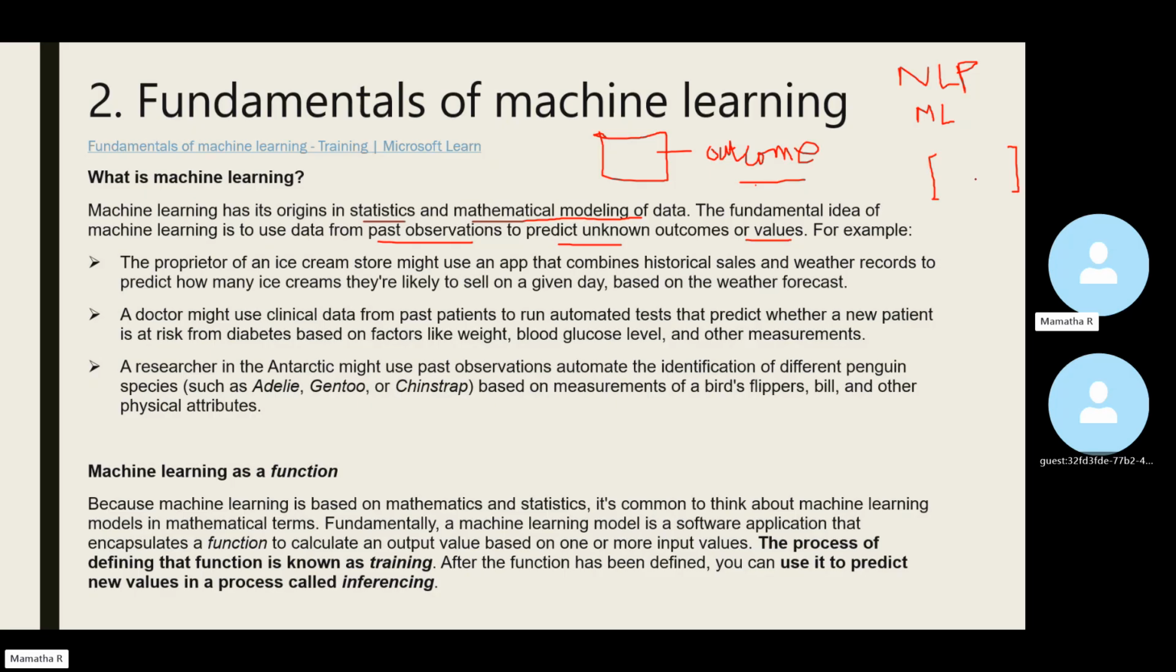So we are going to take all the past observations that we have made, and based on that we are going to predict the value which is not known to us. In that way we can define how exactly machine learning, ML, will be giving me the output. Here are a few examples.